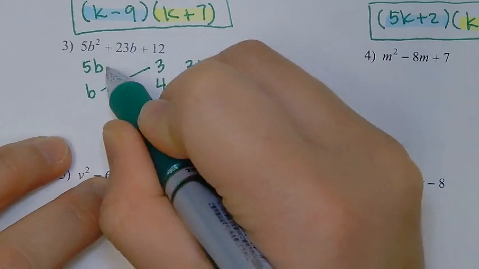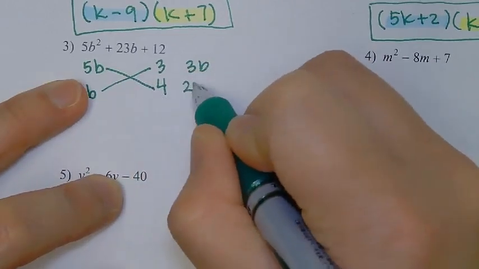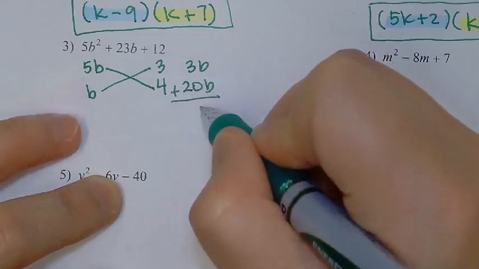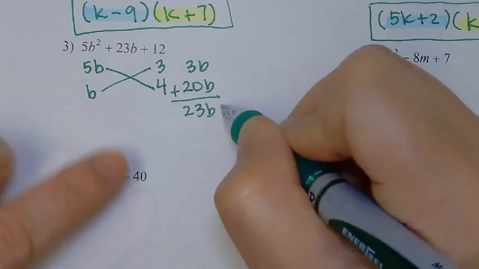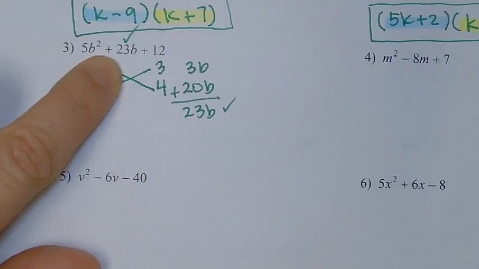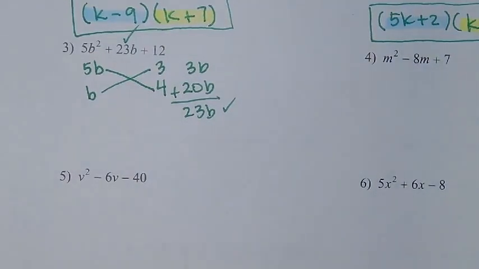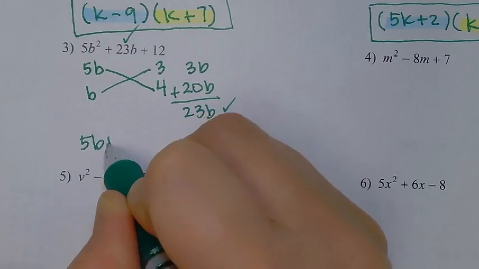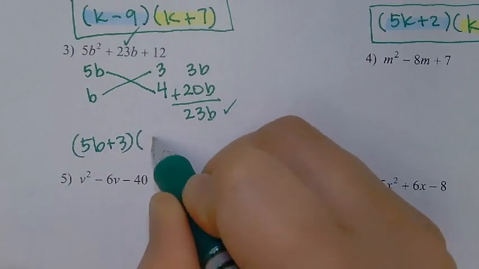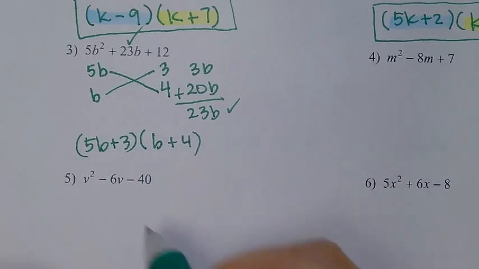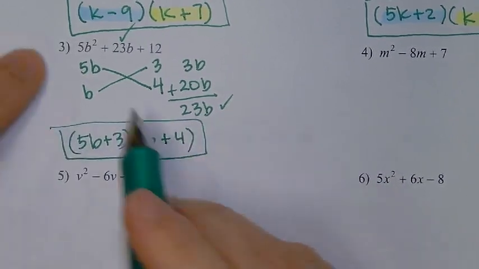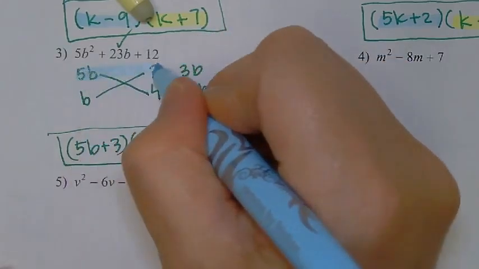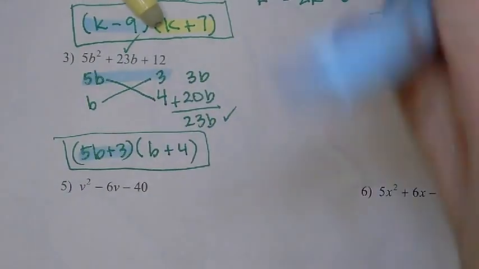So 3b, 5b times 4 is 20b. And since it's positive, I'm going to leave it as positive, so that's 23b, which is exactly the same thing as our middle term, so we're good to go. We didn't have to do any other numbers. So we have, again, 5b plus 3 and b plus 4. Again, going straight across. Let me just highlight that for you so you can see where it's coming from.